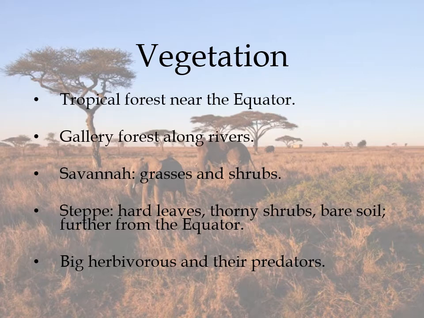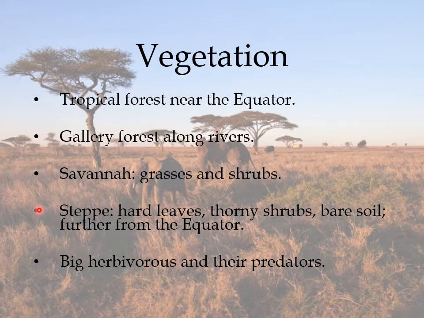Vegetation from the tropical landscape is tropical forest near the equator, similar to these rainforest. Gallery forest along river, meaning that when they have a river, great amount of vegetation, especially trees, grow that create galleries like corridors of trees. When there is not so much water available, we can find the savanna covered in grasses and shrubs. And when it's even drier, we will find the steppe.